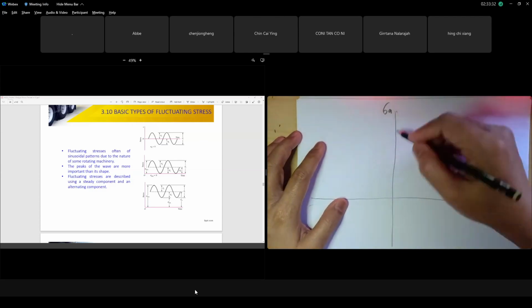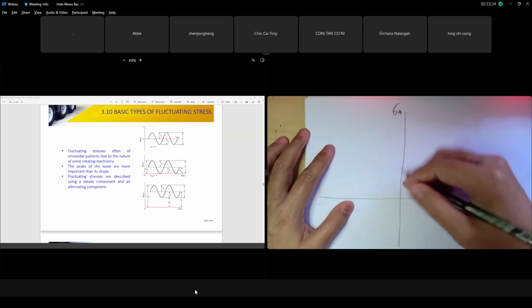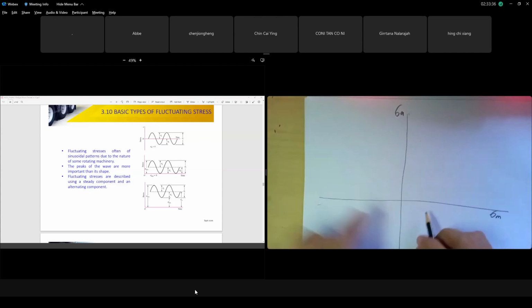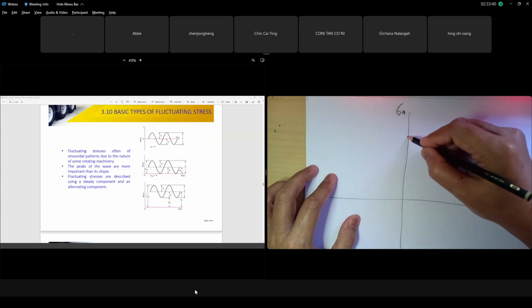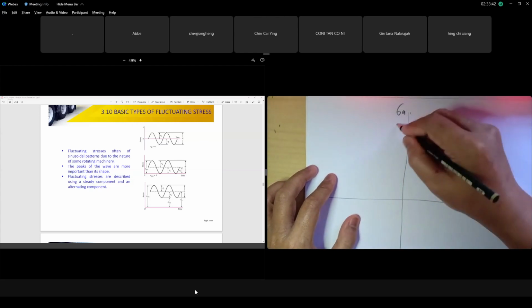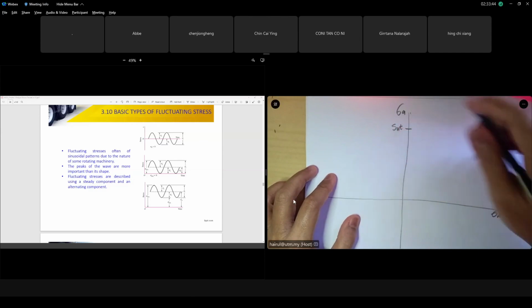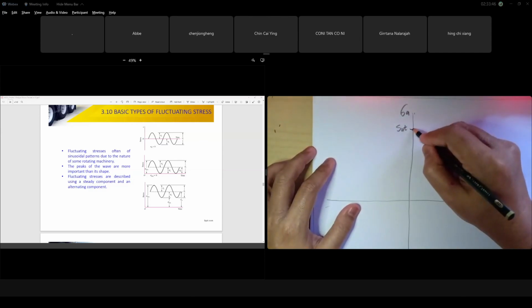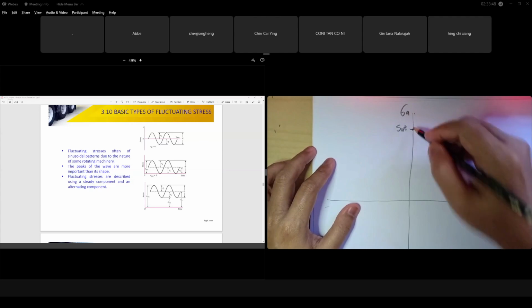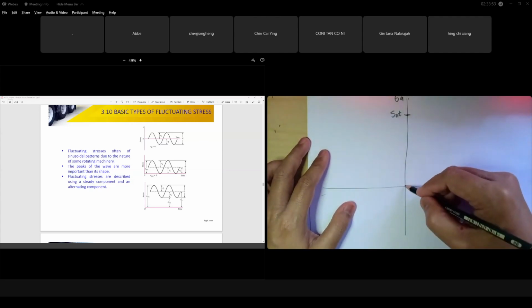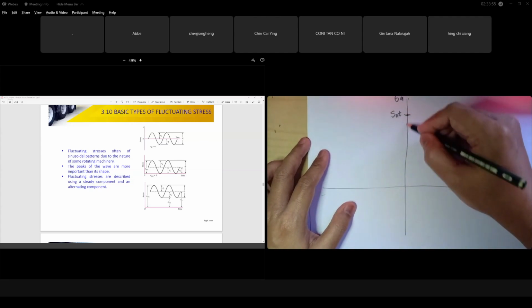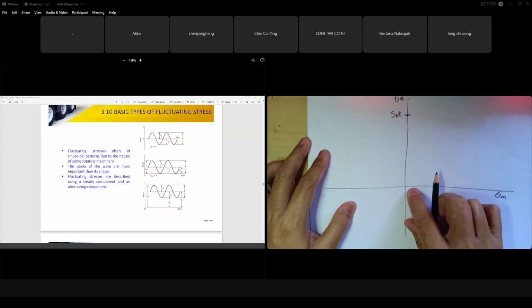For example, for sigma amplitude, there is a limit. If you look, this is a line where your sigma mean is 0. All the points on this line, say my limit here is SUT, the ultimate tensile strength. At this point, your amplitude is where your sigma mean is 0. All this line is the completely reversed case, because your sigma mean is 0.